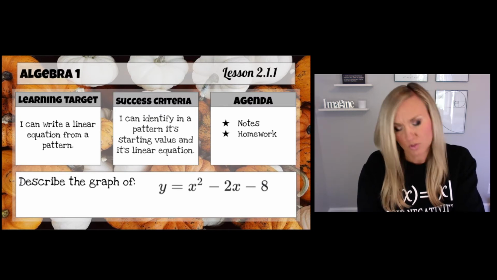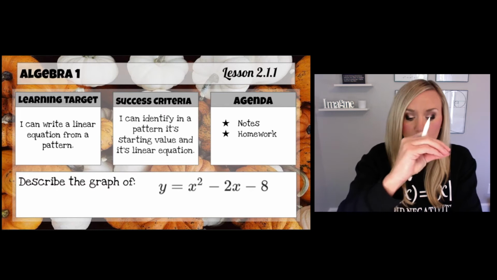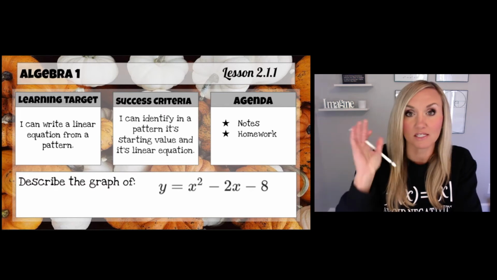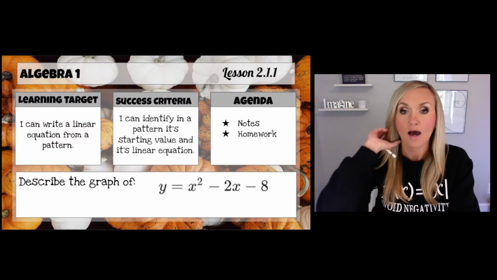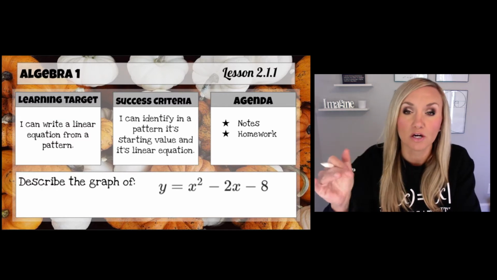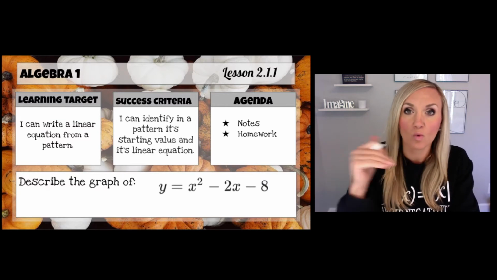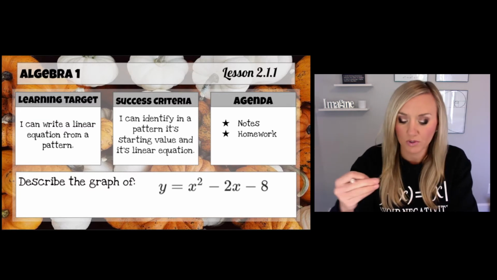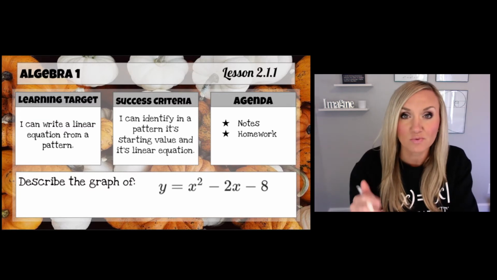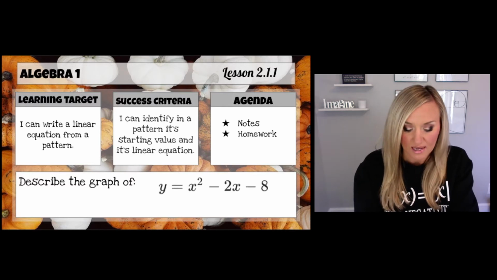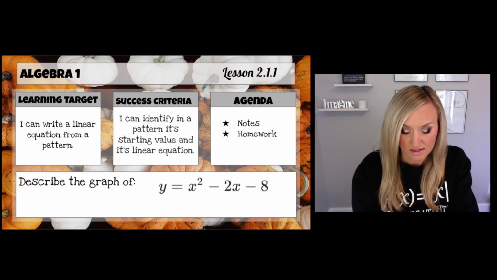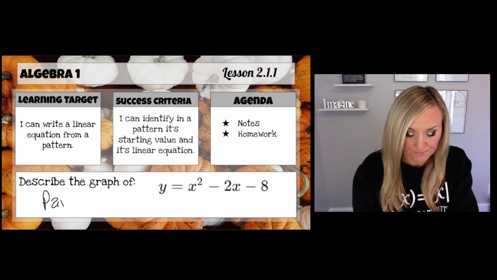So I want you to write down in your notes a nice header for today. We're in lesson 2.1.1, fresh new unit, fresh new chapter. Make sure that you write down the learning target so that way you know what the objective is for the day and what we're learning. And then let's write down the y equals x squared minus 2x minus 8. And then we're going to describe this as a parabola.